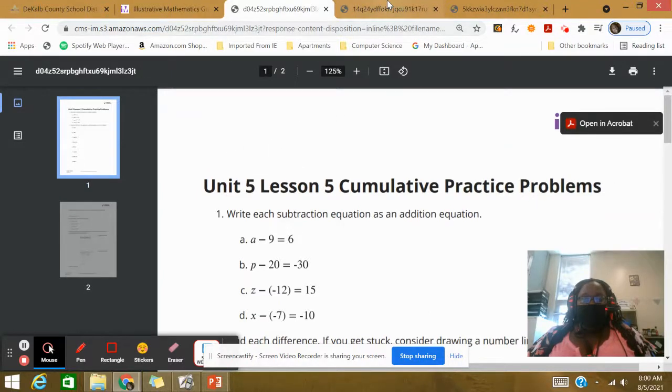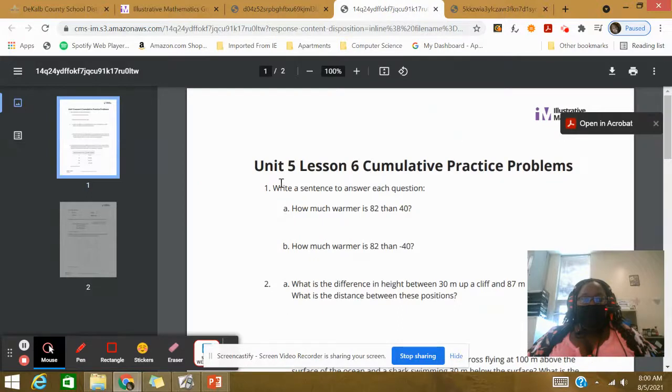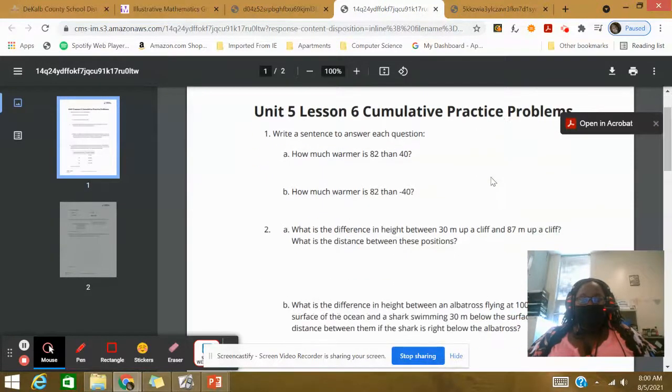Now, the next assignment in the packet is actually Unit 5, Lesson 6. So Unit 5, Lesson 6, cumulative practice problems. Let's take a look at those. Question 1 asks you to write a sentence to answer each of these questions. So how much warmer is 82 than 40? So again, you're going to rewrite this.